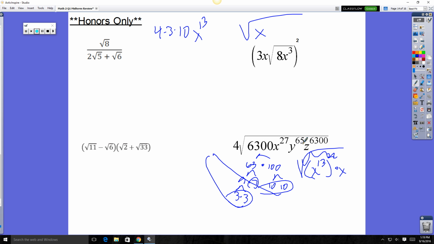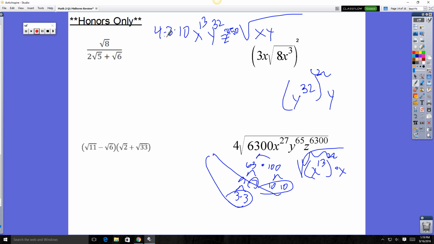The y's, if I've got 65, 65 is the same thing as 32. 32 squares is 64, and 1 left over. So if you've got 32 squares, this square root's going to undo the square, so you got 32 coming out, and 1 left in. And the z's, 6,300, 6,300. If you cut that in half, all of the z's will come out. That is 3,150. So that's your answer.